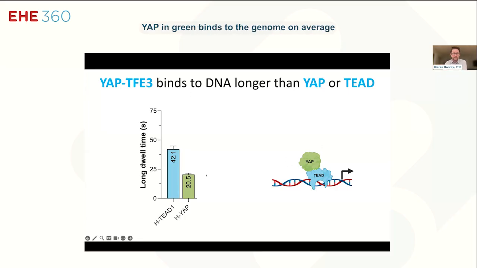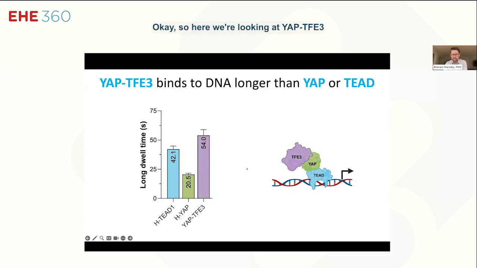YAP, in green, binds to the genome on average around 20 seconds, so around half of the time. So what that tells us is that YAP and TEAD aren't always together. It tells us that the complex of these two proteins must be dynamic, or otherwise they would show the same DNA binding time. So what about the fusion protein?